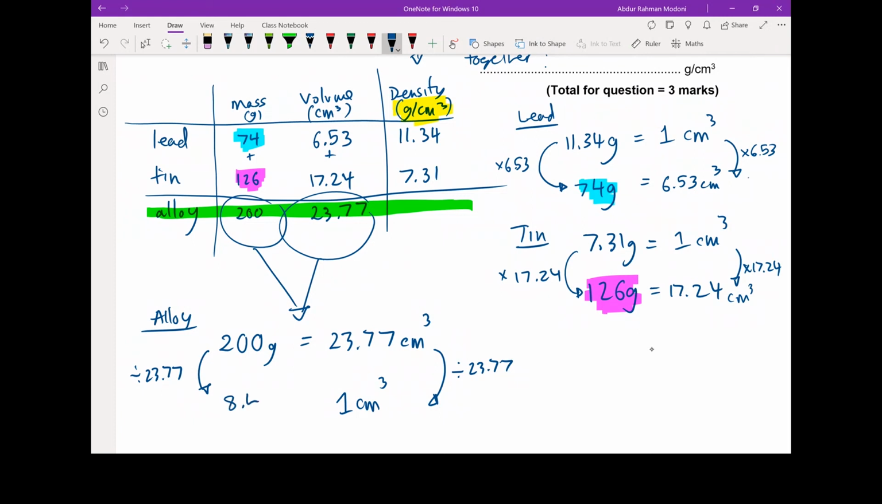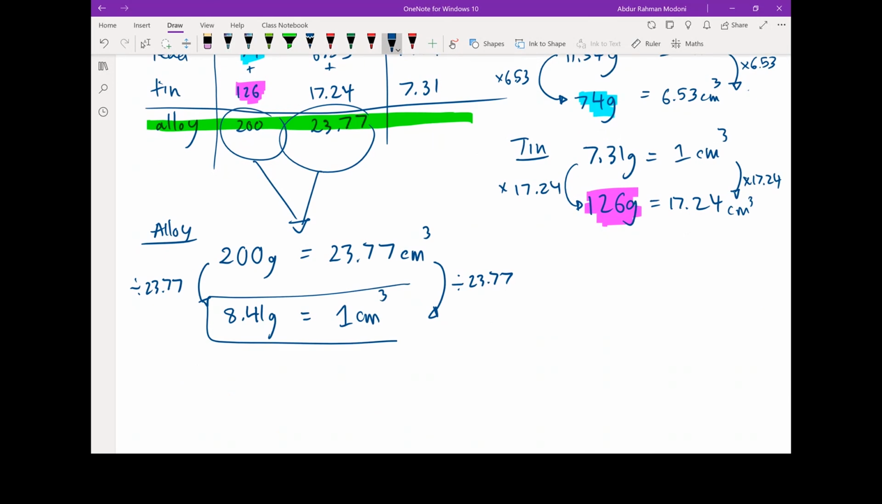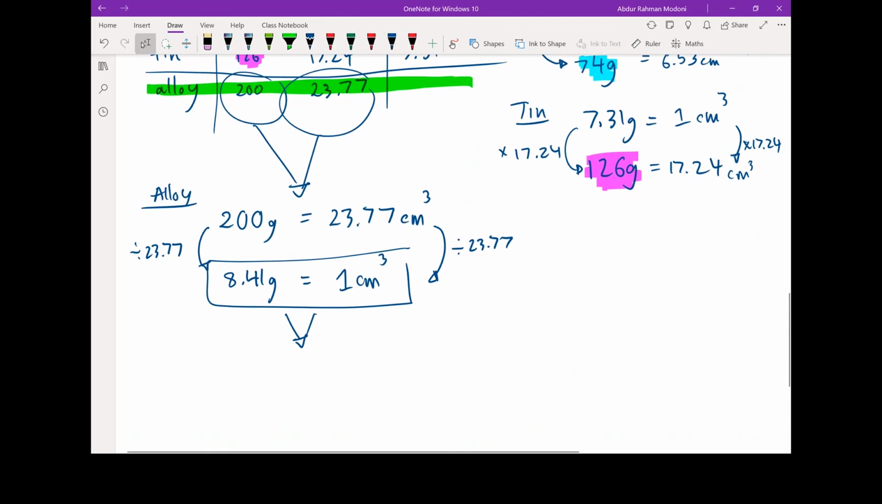I'll write that down here. 8.41 grams is equivalent to 1 centimeter cubed. I can take this layout of two units and write it as a singular compound measure quantity. That means 8.41 grams per centimeter cubed. So here I've gone from 2 units and I've combined them into a compound measure quantity.